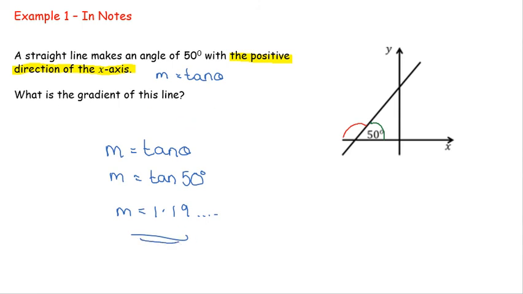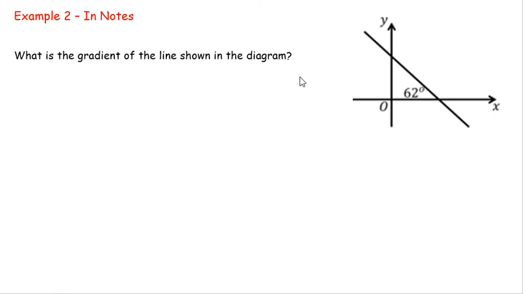Okay, so example 2, just a bit different. Again, we're asked what is the gradient of the line shown in the diagram. Now, if it's asking for a gradient, you should be thinking in your head, do I use the y2 minus y1 over x2 minus x1 formula, or do I use any other formula? In this case, we don't have any coordinates, so we cannot use y2 minus y1 over x2 minus x1. So we're going to have to find a different formula. We're given an angle, so it suggests that I'm probably going to use m equals tan theta.